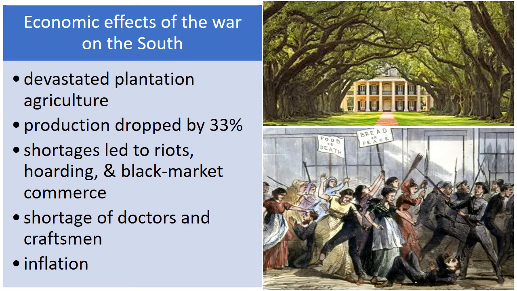Next, widespread shortages throughout the Confederacy led to food riots, hoarding of goods, and the creation of a black market for hard-to-find supplies. Also, the war led to a shortage in the number of available doctors, as many had been conscripted into the military to tend to the wounded. Craftsmen were also hard to find, as many of them died in the war. Finally, inflation was a major issue caused by the instability of the Confederate dollar and the influx of paper money printed by the Confederate government to try to keep the economy going.